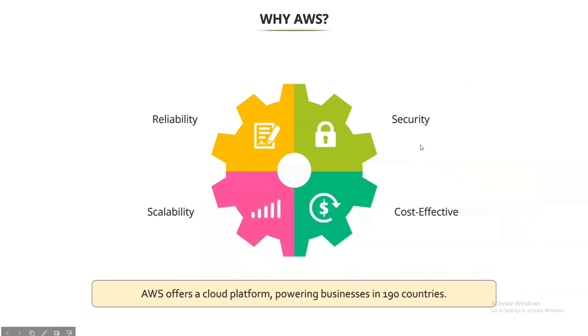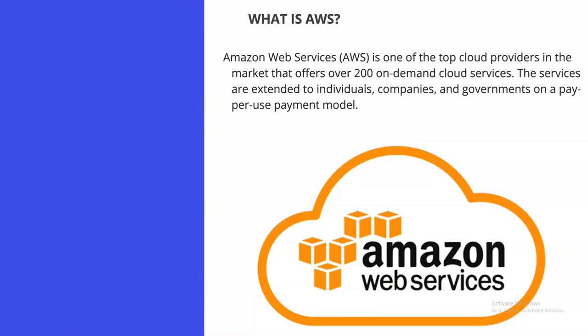Now let's try to understand what is AWS. AWS stands for Amazon Web Services, and it is one of the top cloud service providers in the market, offering over 200 on-demand cloud services. AWS is a very dynamic cloud service provider. It keeps on adding its services, it keeps on modifying things, and by the year 2022, you have around 200 plus services which you can access over the AWS platform.